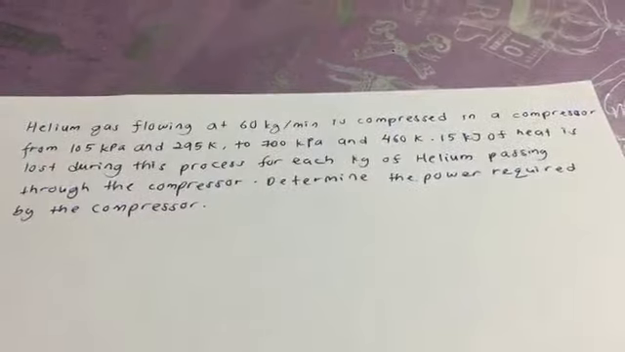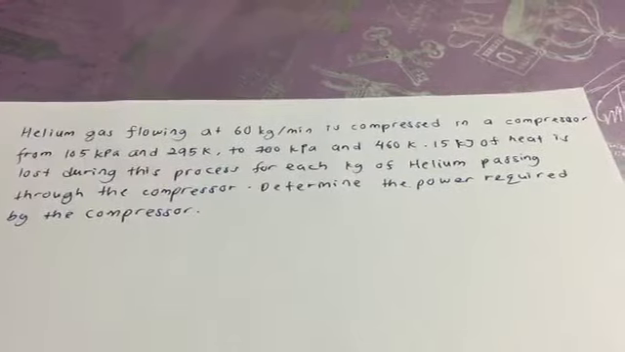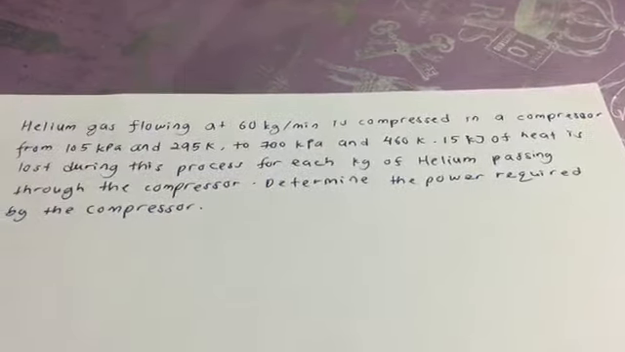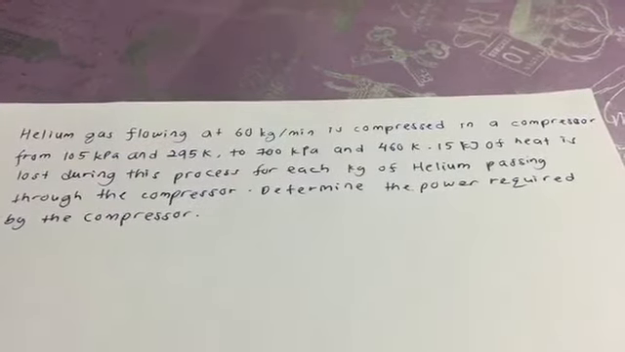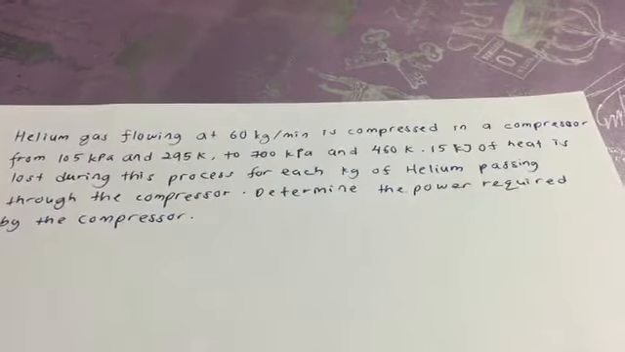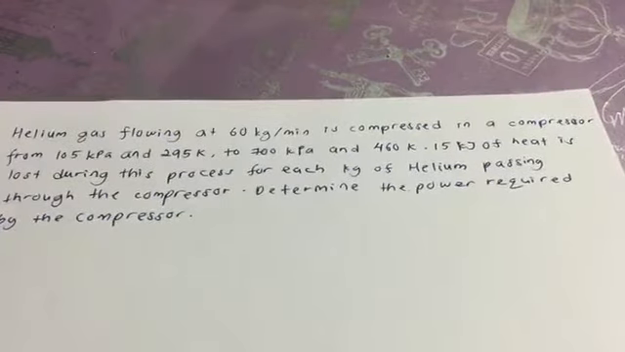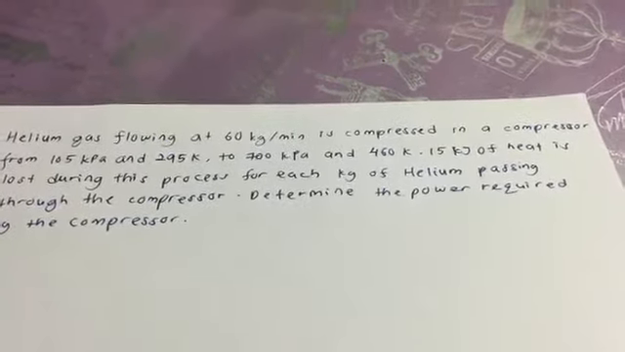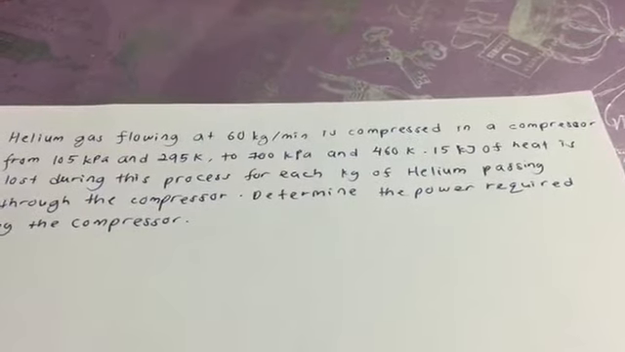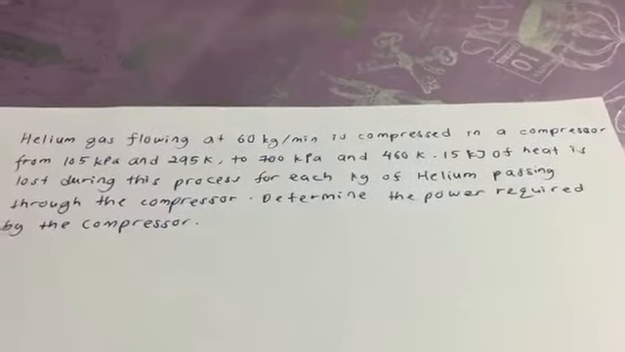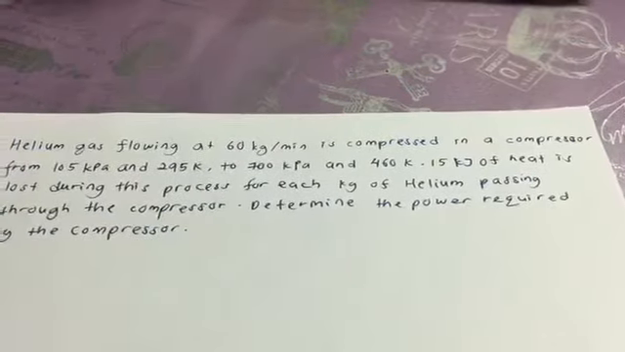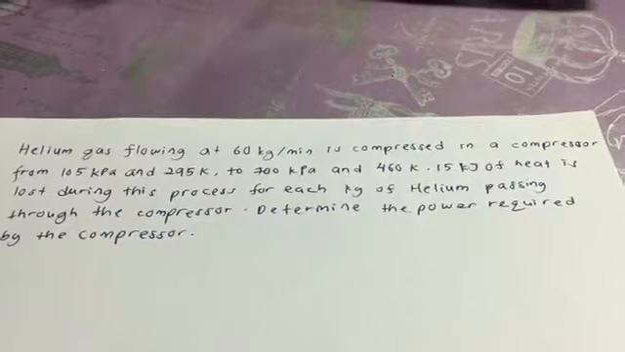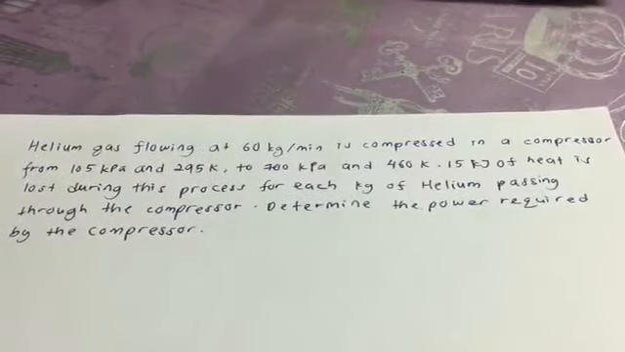Helium gas flowing at 60 kg per minute is compressed in a compressor from 105 kilopascal and 295 Kelvin to 700 kilopascal and 460 Kelvin. 15 kilojoule of heat is lost during this process for each kilogram of helium passing through the compressor. Determine the power required by the compressor.